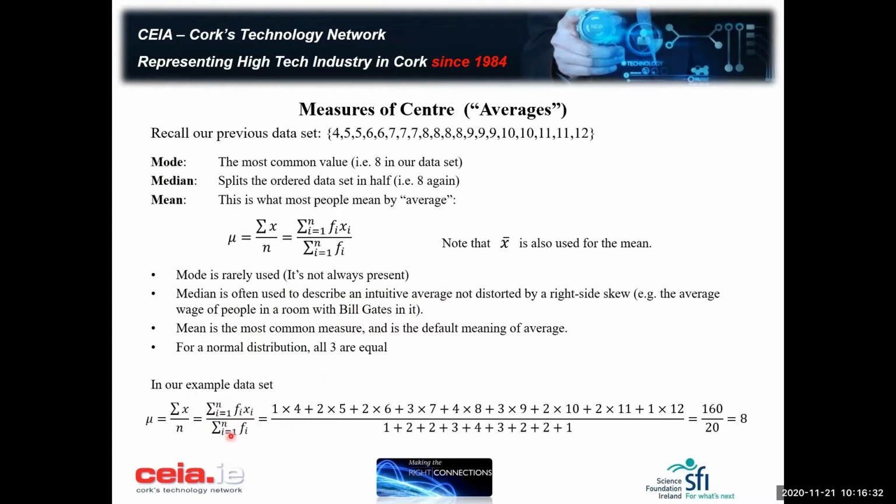Now, just as an illustration of the calculation of the mean, with our data set, you take the frequency table, and you've got one entry of 4, 2 of the 5, 2 of the 6, 3 of the 7, 4 of the 8, 3 of the 9, and so on. Multiply them all out and add them up, and divide it by the total number of elements in the data set. You get 160 over 20, which in this case is 8 again.